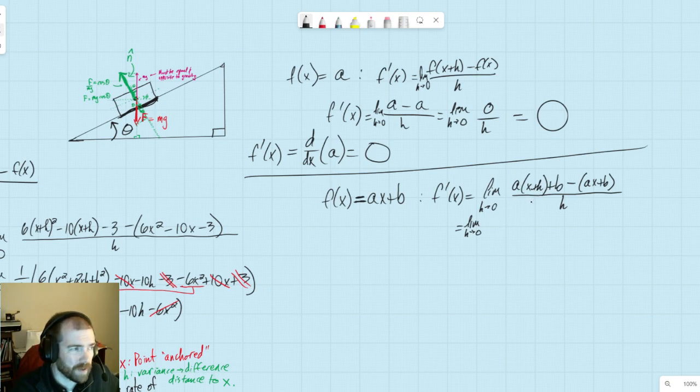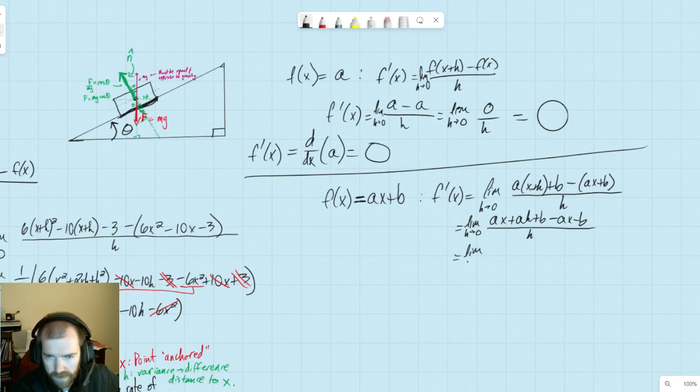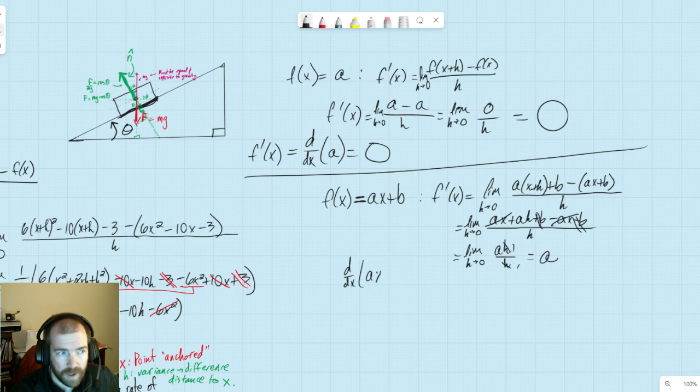So here, same kind of thing we had before. This is going to be ax plus ah plus b minus ax minus b all over h. So the ax's are gone here and here. The b's are gone here and here. And we're just left with h over h, which is equal to a. So again, d dx of ax plus b is just going to be equal to a.